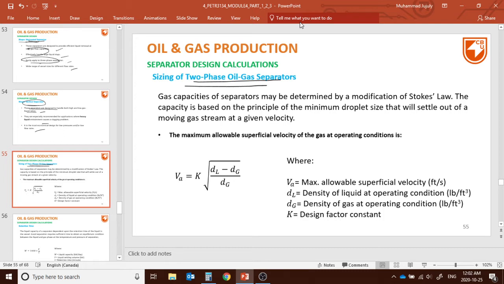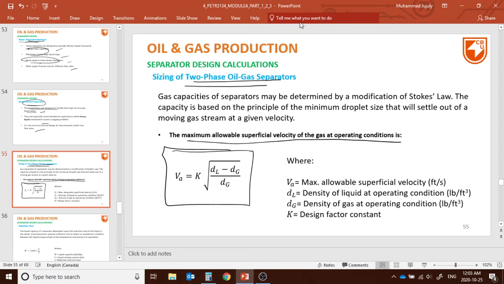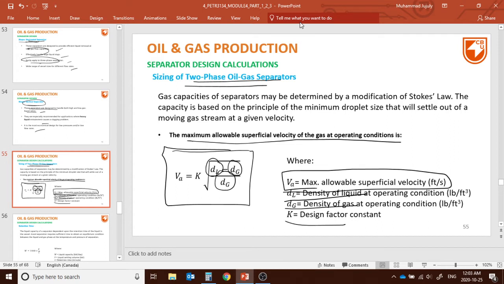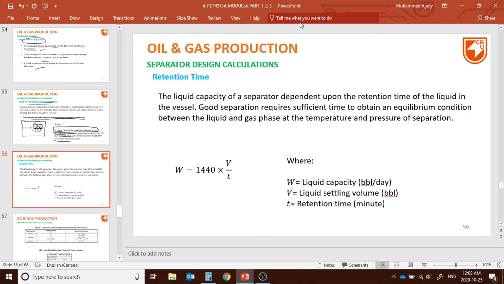This is the formula for the maximum allowable superficial velocity of gas at operating conditions. VA is equal to K times the square root of (dL minus dG) by dG. Here dL is the density of liquid, dG is the density of gas, K is the design factor, and VA is the maximum allowable velocity for the gas. Retention time, remember retention time.